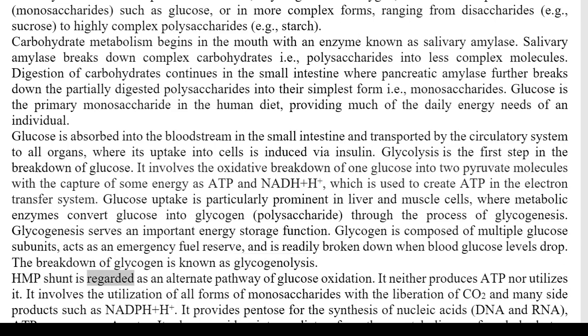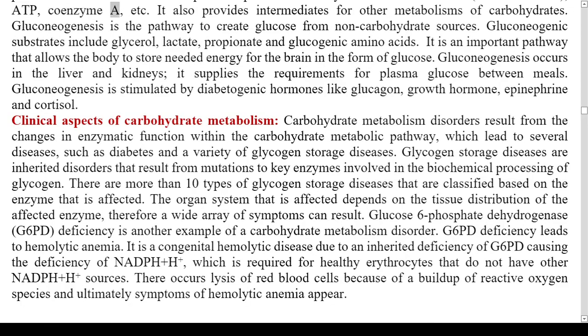HMP shunt is regarded as an alternate pathway of glucose oxidation. It neither produces ADP nor utilizes it. It involves the utilization of all forms of monosaccharides with the liberation of CO2 and many side products such as NADH plus H+. It provides pentose for the synthesis of nucleic acids, DNA and RNA, ADP, coenzyme A, etc. It also provides intermediates for other metabolisms of carbohydrates.